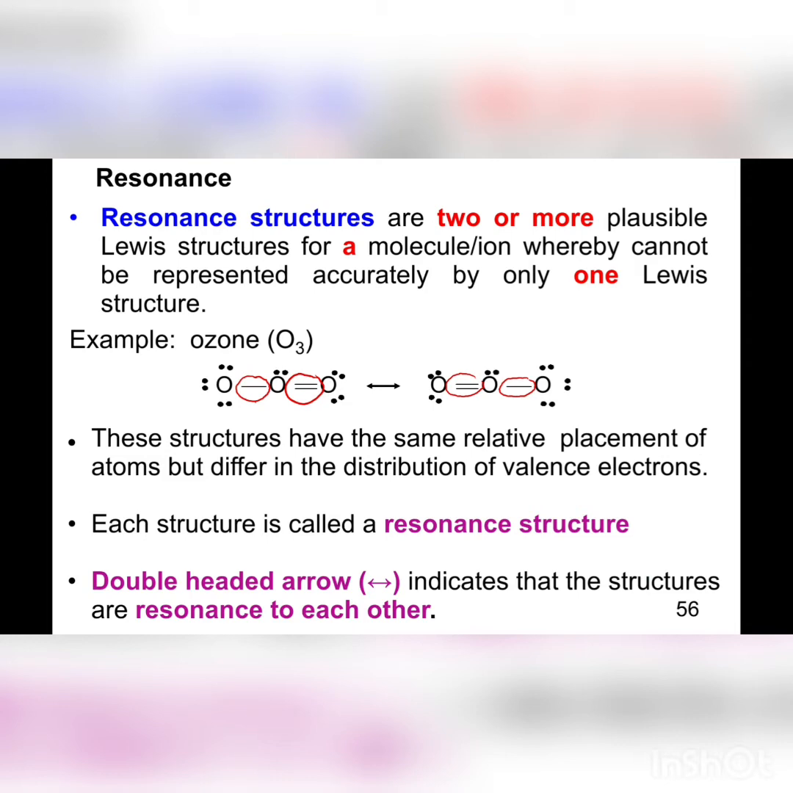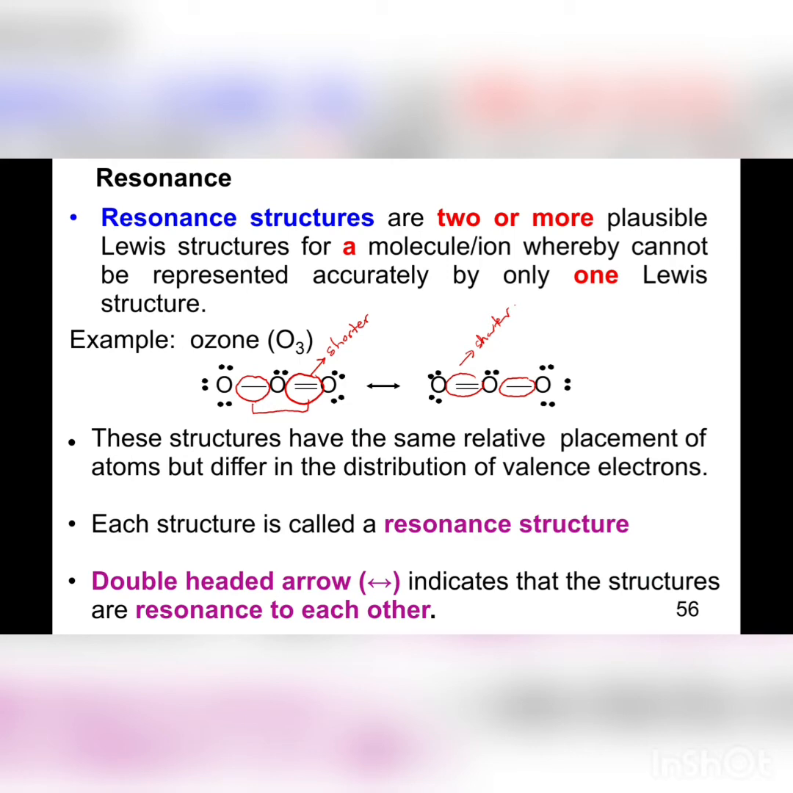As we know before this, a double bond is shorter than a single bond. However, experiment shows that these two oxygen bonds are exactly identical, both in bond length and bond energy. So in order to explain this phenomenon, the resonance theory was introduced.